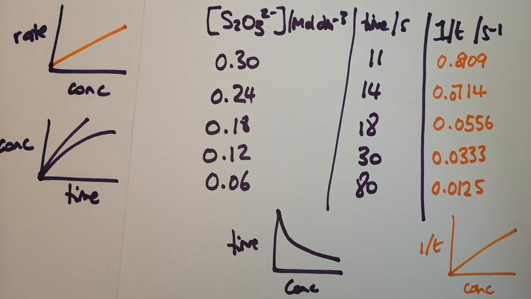What I'll do in the next video is look at how these graphs, the rate concentration graphs, would be different if it was a 0 order or a second order reagent.